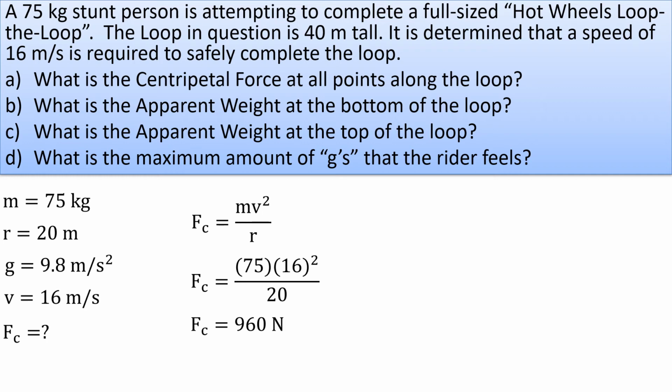Now, depending on where you are in the loop, the centripetal force will consist of just the normal force, or maybe it's a combination of the weight and the normal force together will equal this. But at all points in the loop, the centripetal force, the net force, is equal to 960 newtons.